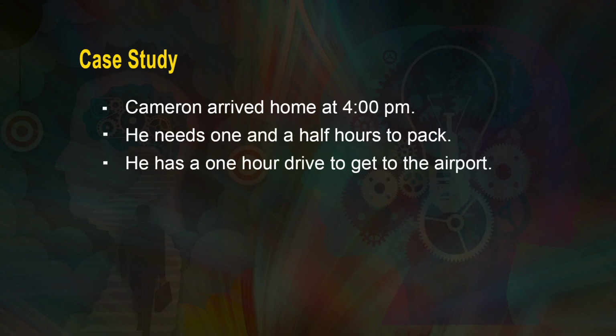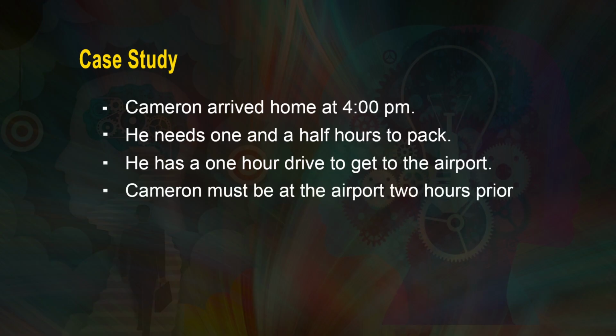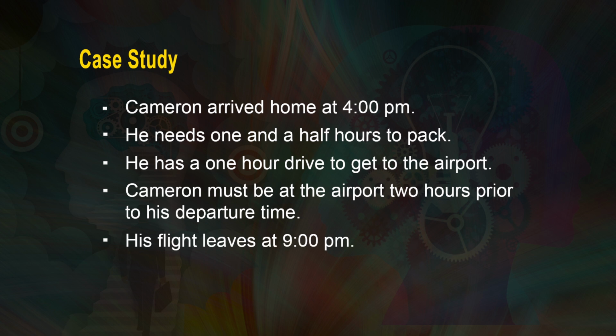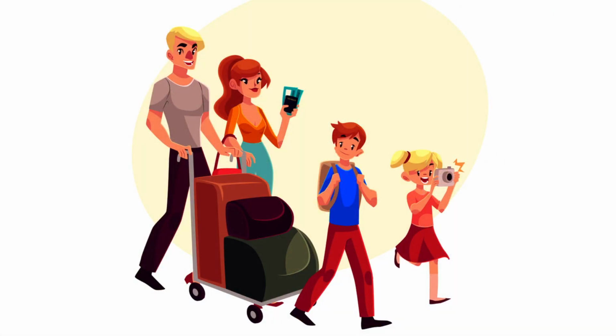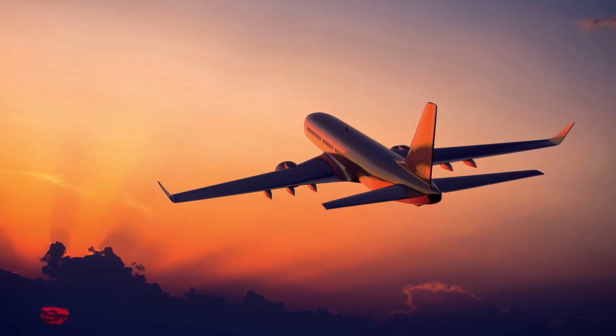This is Cameron's timeline. Cameron arrived home at 4 p.m. He needs 1.5 hours to pack. He has a 1 hour drive to get to the airport. Cameron must be at the airport 2 hours prior to his departure time. His flight leaves at 9 p.m. Next, Cameron has to make a plan of what he can do with all this information. Working backwards from the departure time will tell him what time he should leave the house. Cameron arrived home at 4 p.m., so he should be able to make his flight.